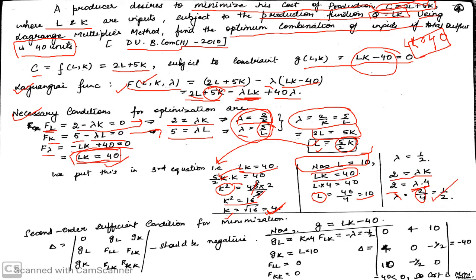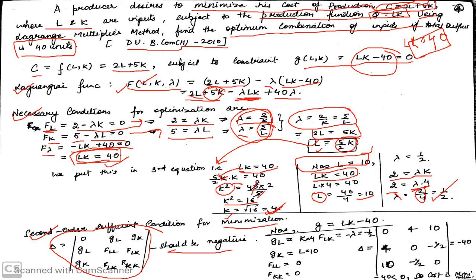Now what is the second order sufficient condition for minimization? Because we have to minimize the cost. We will not maximize the cost. This is cost of production, so we will minimize it. If it is profit, we will maximize it. As you know, this is our Hessian determinant, right? So for minimization, it should be negative.